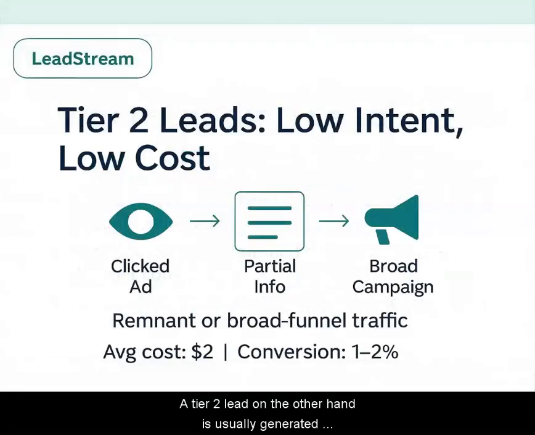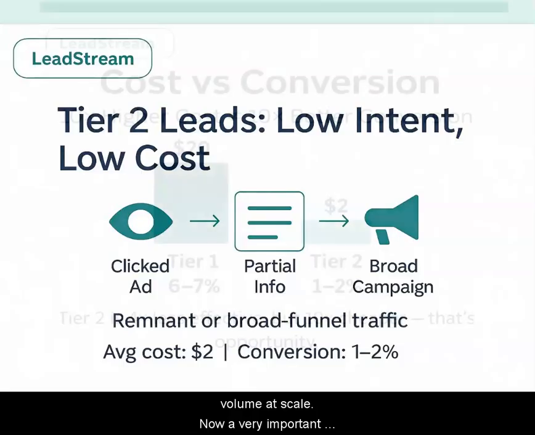These leads typically cost around $20 each because they've shown high intent and are far more likely to answer and convert. A Tier 2 lead, on the other hand, is usually generated from lower funnel or remnant traffic. People who clicked a related ad, maybe entered partial information, or came in through a broader campaign that also markets to seniors. These cost around $2 each and deliver much lower intent, but they give us valuable volume at scale.